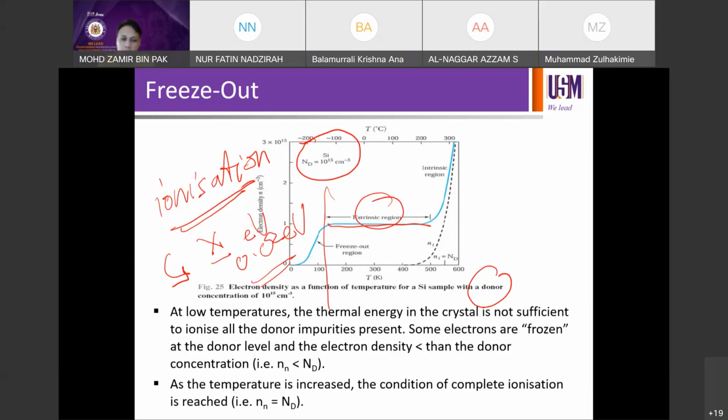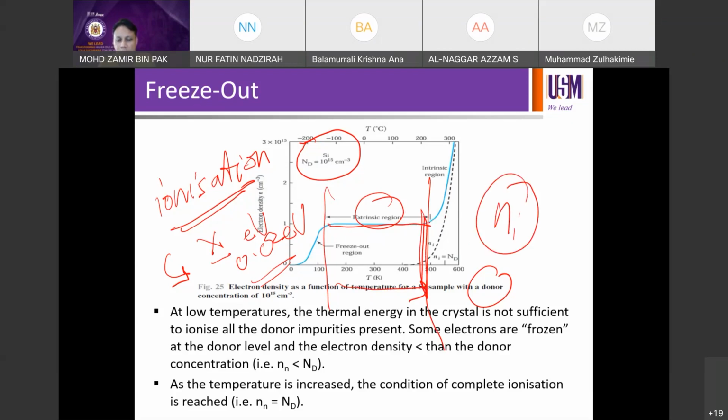Okay, and that will stay for a couple of hundred Kelvin, until at some point you're going to see that your extrinsic properties are lost, and at this particular temperature you're going to get more Ni broken.